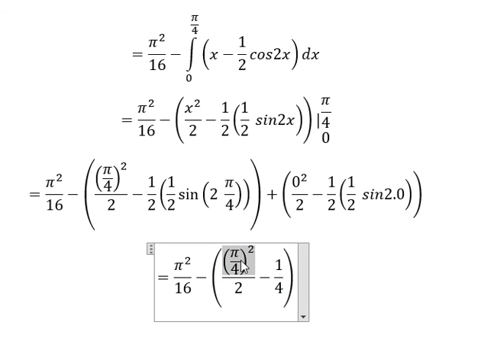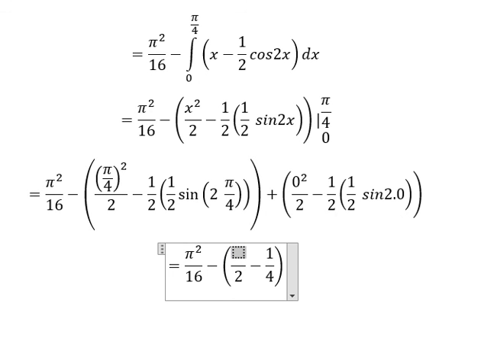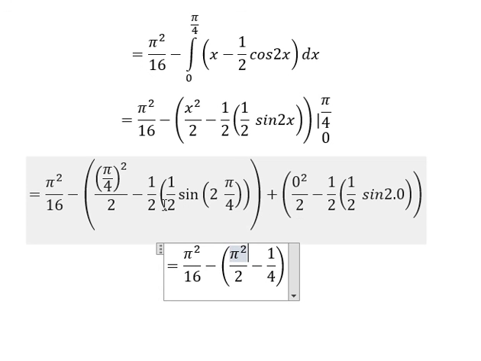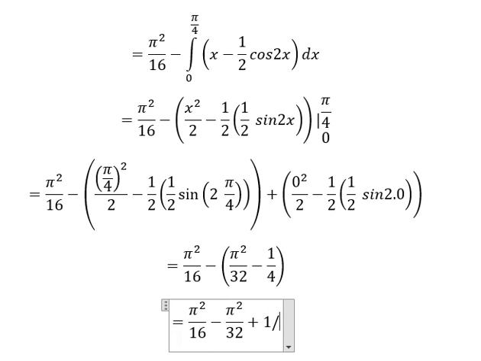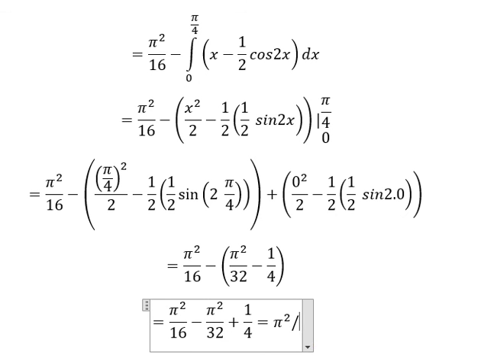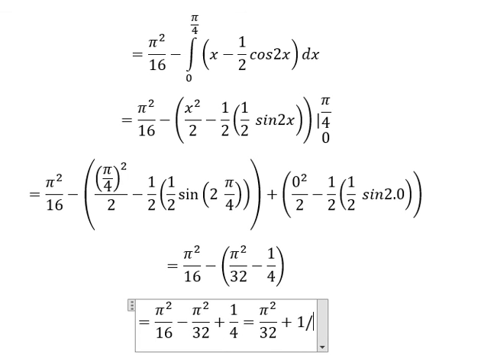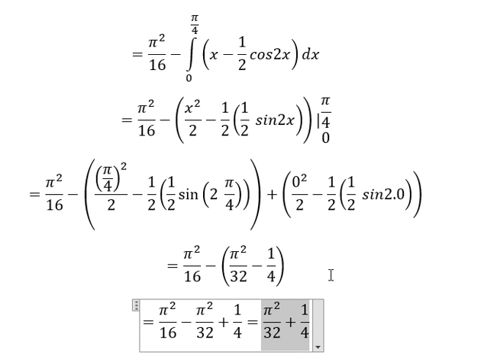This one we have pi squared, and we have 4 squared, that's 16. 16 with 2, you get 32. So we need to open parentheses. So this one minus this one, we have pi squared over 32 plus 1 over 4. And this is the final answer.